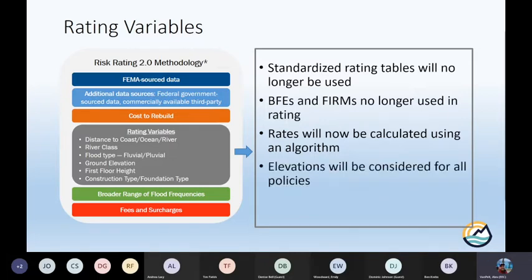Elevations are going to also be considered now for all policies. Under the legacy method, elevation was only considered if you were in the special flood hazard area. Now, even if you're in the low risk zone, elevation is still going to be considered because bigger floods do happen. There's also different flood types that might affect you if you're in a low risk zone, and we're going to talk about that here in a couple slides.